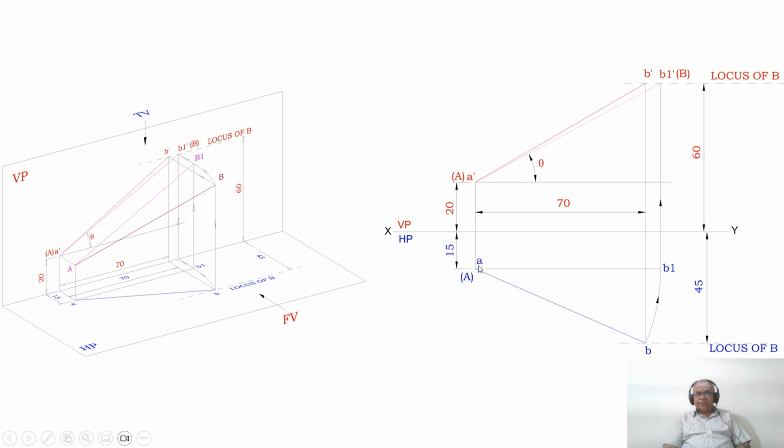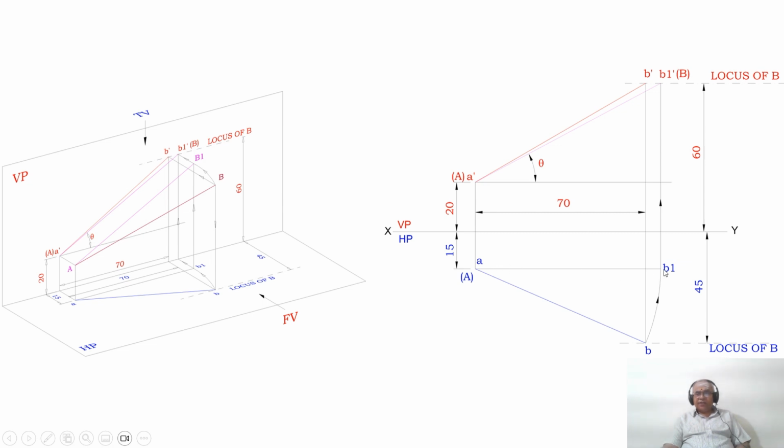Its corresponding front view, A means A dash, B1 means B1 dash, will be true length. Then from B1, after rotating and making it parallel to XY, you mark this point as B1. With this as center, from B1 you draw a vertical projector to the front view such that it cuts the locus of B in the front view.